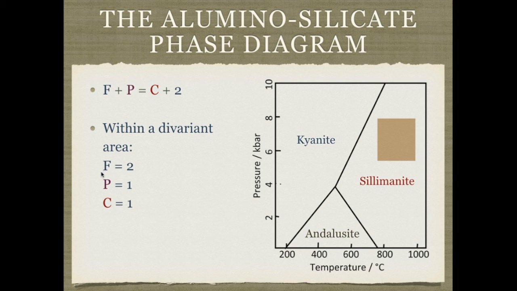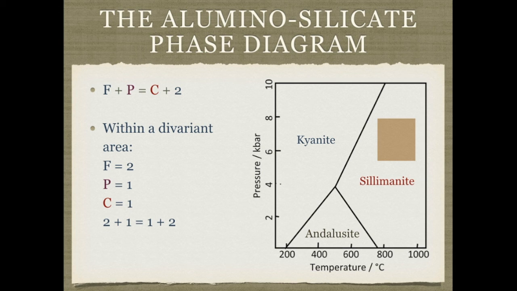As we discussed earlier, we'd have 2 degrees of freedom because we can change pressure or temperature as much as we like. P, the number of phases, is 1. That one phase is sillimanite within this area. And the number of components is 1 because all these phases are made up of aluminosilicate. Now, we can substitute these numbers into this formula, and what we get is 2 plus 1 equals 1 plus 2. Hopefully you can see this is a true statement, so the equation holds. Gibbs' phase rule is correct.